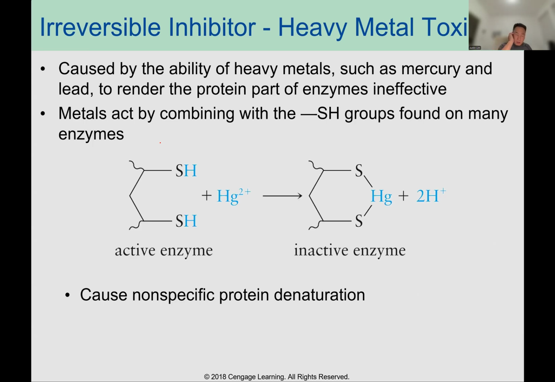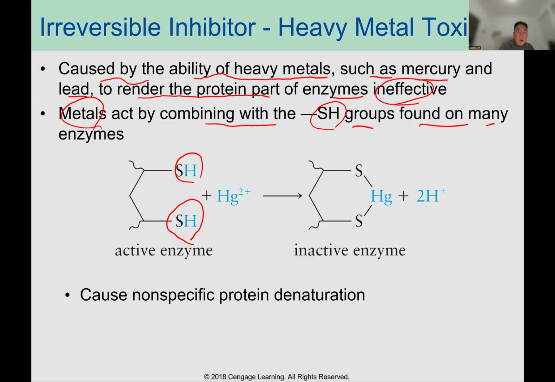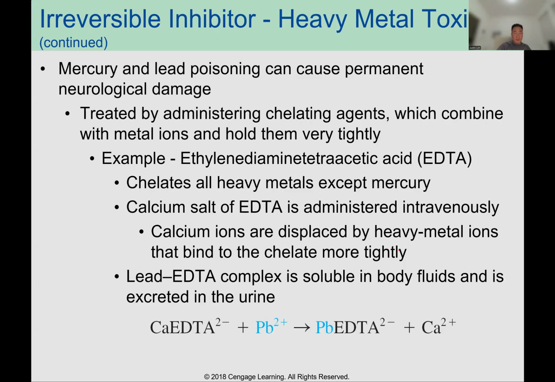Also, heavy metal toxicity is caused by the ability of heavy metals such as mercury and lead to render the protein part of the enzyme inactive. So the metal acts by combining with the SH group found on many enzymes. So active enzyme reacts with mercury to generate inactive enzyme. Mercury and lead poisoning can cause permanent neurological damage.